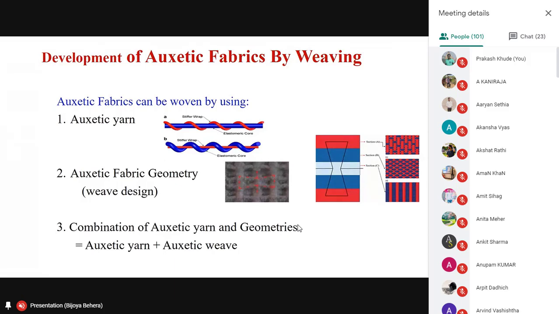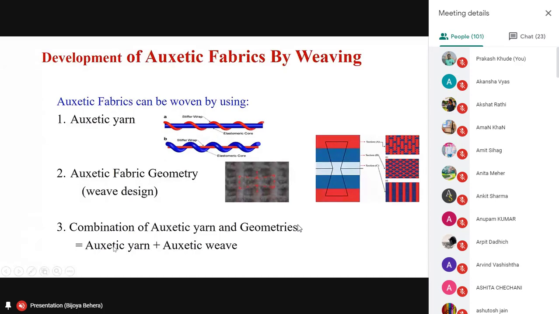Number 1, using auxetic yarn. I have already explained what auxetic yarn is. You can see here in this diagram. The second method is auxetic fabric geometry. We can have a weave design which also produces auxetic behavior. You only have to know what those weave designs are. The third method is a combination of 1 and 2.